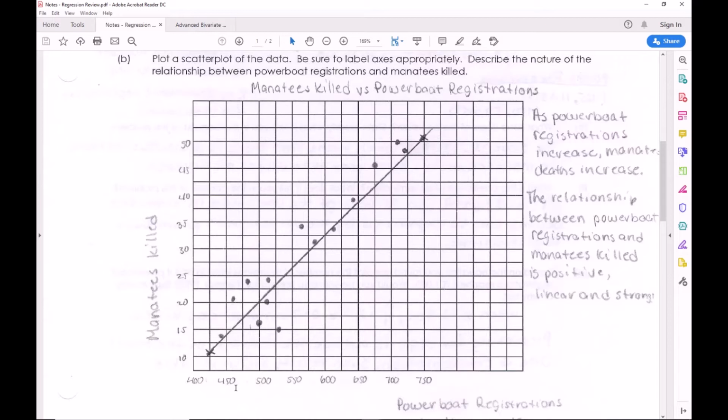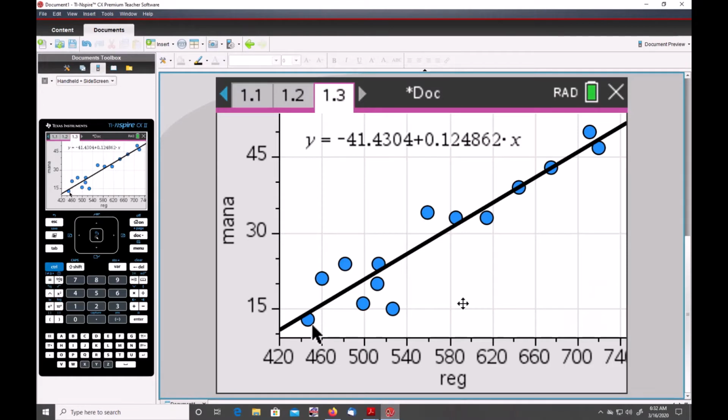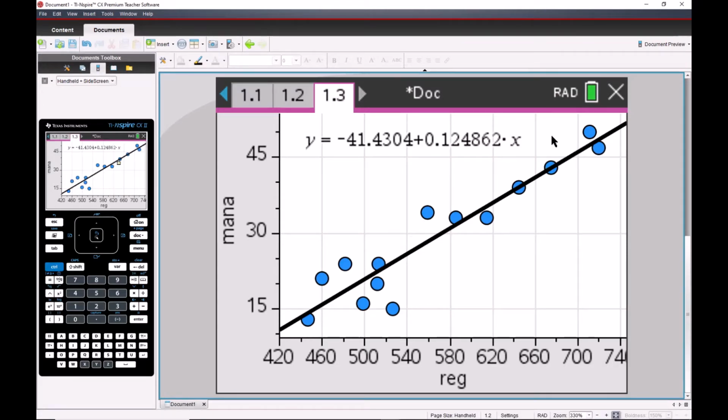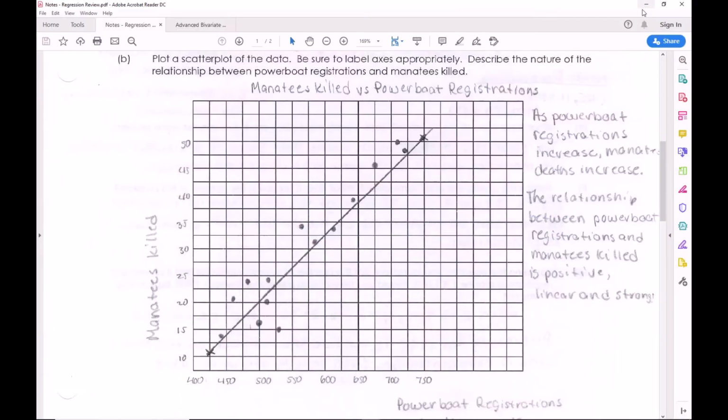And then it says describe the nature of the relationship. Remember, it's positive, linear, and strong. Actually, I'm sorry, that's describing the scatter plot: positive, linear, pretty strong. But the nature of the relationship is as your powerboat registrations increase, your manatee deaths seem to increase along with them. So I have those written over here. If you're inclined to do this, pause and you can complete it. Otherwise, we're just going to use our calculator to do this for us. All right, so let's move on and see what else we've got.